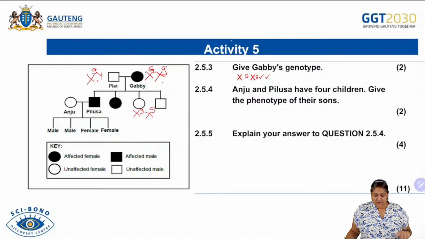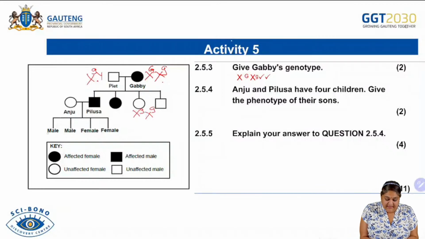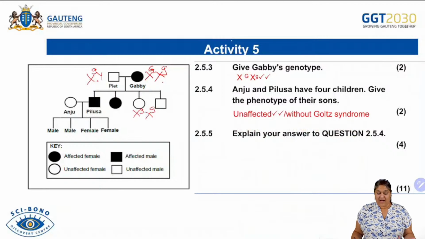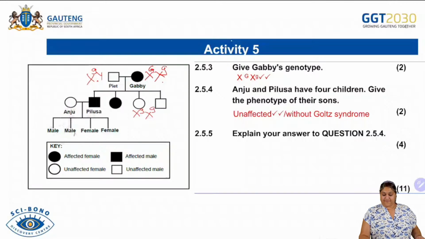Now, Anju and Pilusa, they have 4 children. Now we must give the phenotype of their sons. So they had 4 children, and we can see here there's males, right? We have to give the phenotype of them. They are going to be unaffected with Galt syndrome. Why? Because remember, the father is going to give the Y, and the father is Pilusa. The father is affected, but the mother is unaffected. And then Anju will be able to give the unaffected allele to the 2 boys.